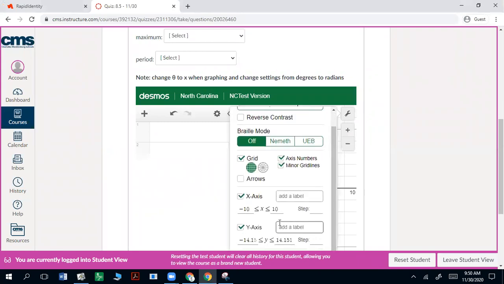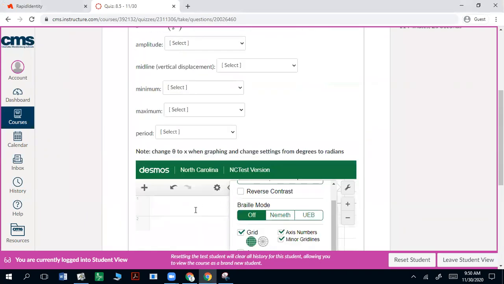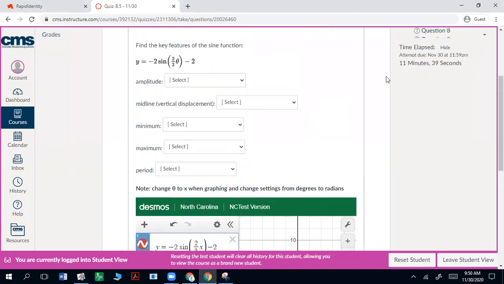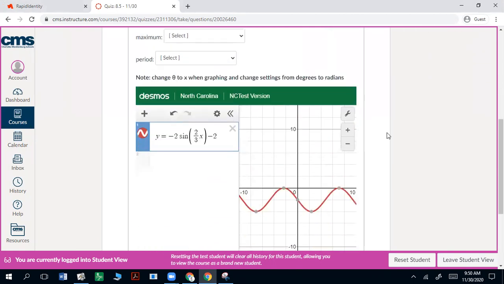Again, radians, always put in radians. And that's the sine 2/3 pi. There it is. So you can see here it starts at negative two is your midline, goes down to negative four, goes up to zero. So that amplitude is two.